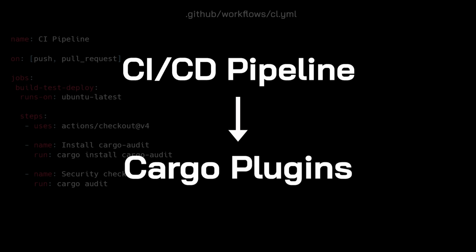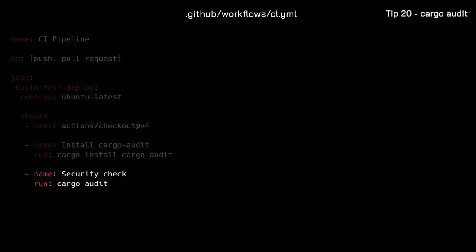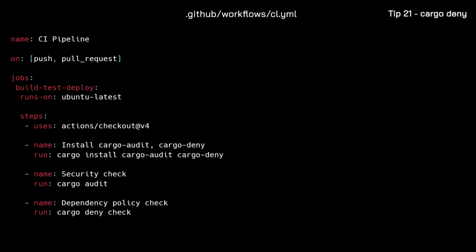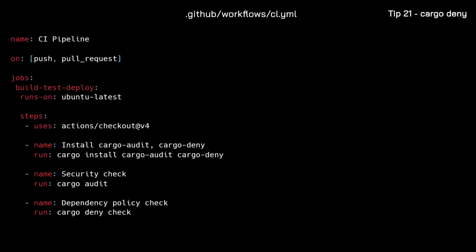Here are a few cargo plugins that will instantly upgrade your security, testing, and build performance. First, we have Cargo Audit. It checks your dependencies for known vulnerabilities using the RustSec database. Run it in your CI/CD pipeline to keep your supply chain secure. Second, Cargo Deny. It enforces dependency rules such as blocking unwanted crates, checking licenses, and detecting duplicates. Cargo Deny prevents developers from adding dependencies you don't allow. Think of it as dependency hygiene for your team.